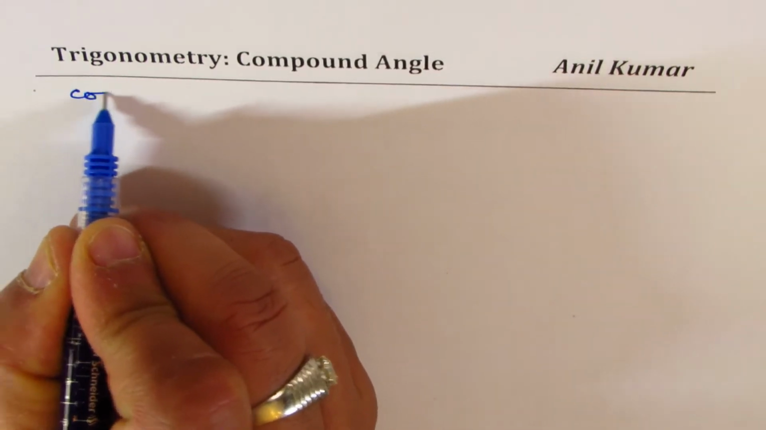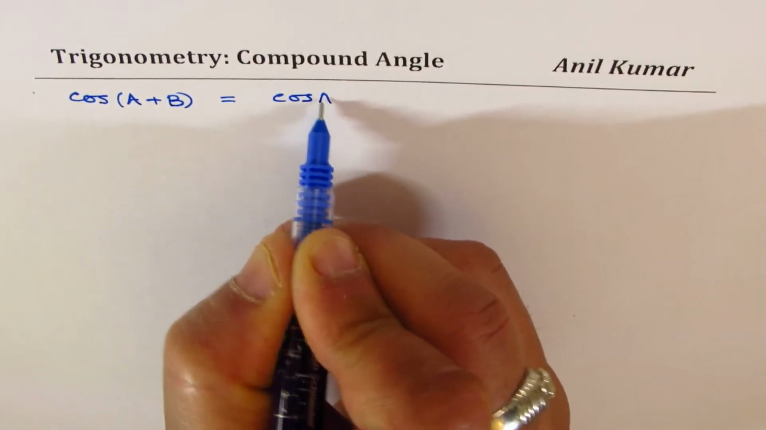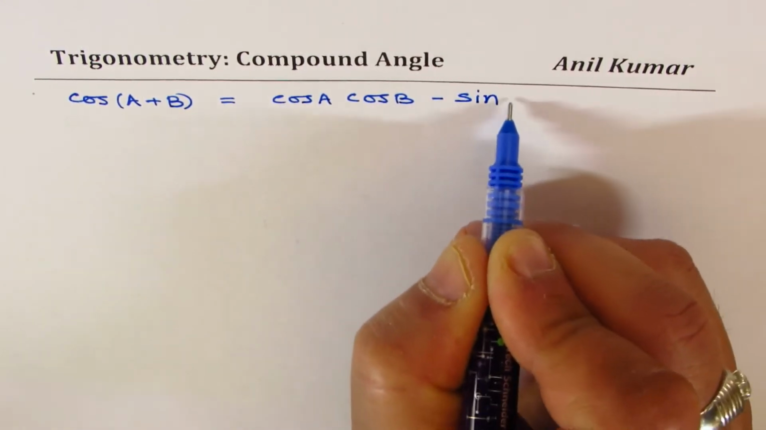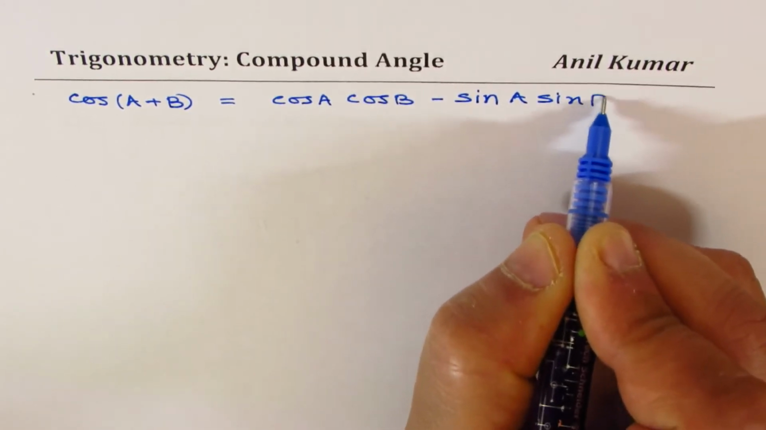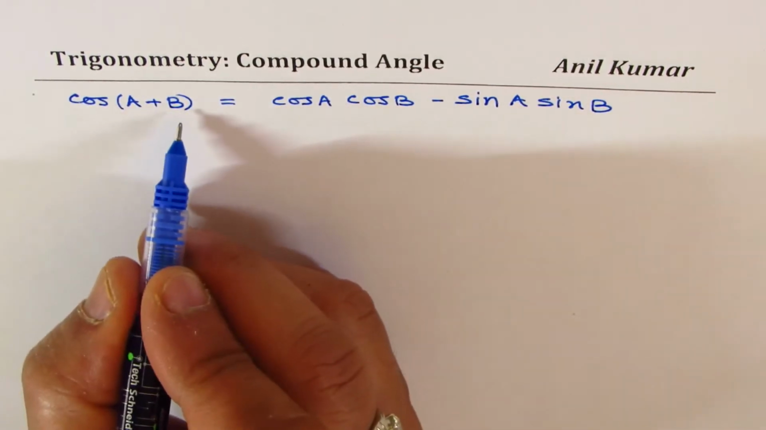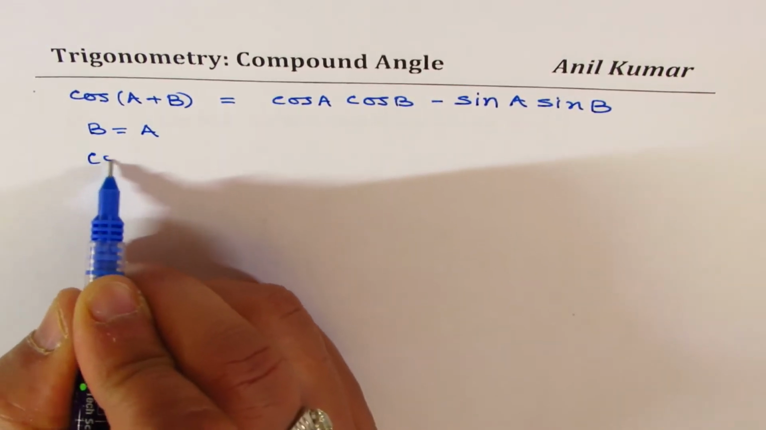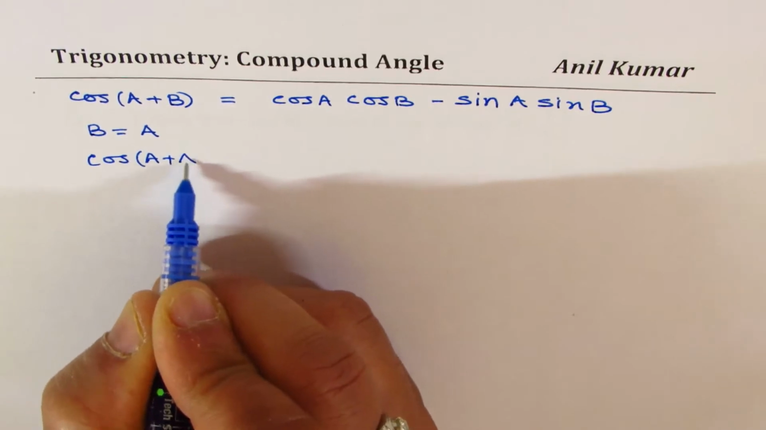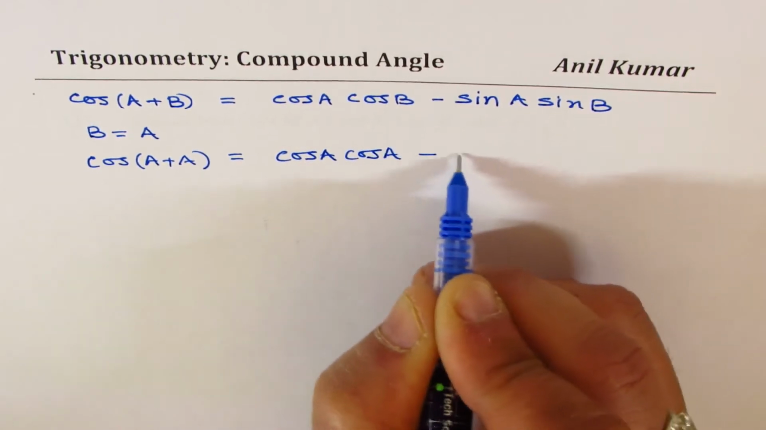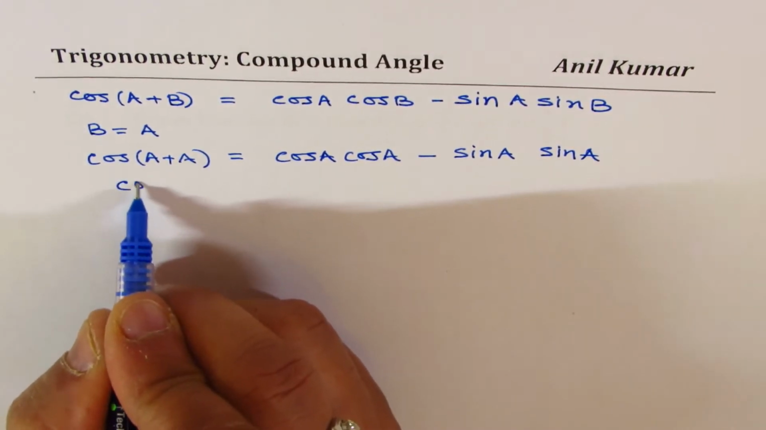As I was saying, cos(A plus B) can be written as cos A cos B minus sin A sin B, right? So that is cos(A plus B). Now if I replace B with A, then what happens? If I put B equals A, then I could write this as cos(A plus A), right? So we get cos A cos A minus sin A sin A. That gives you cos 2A, right?